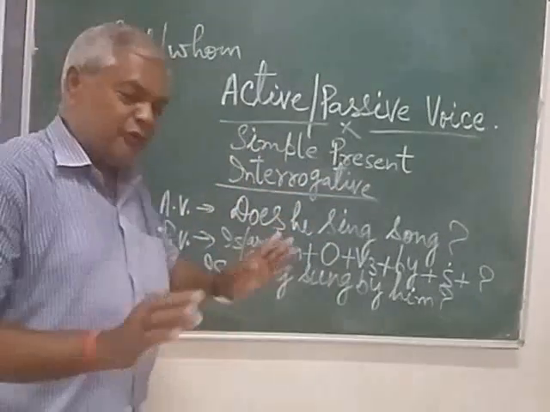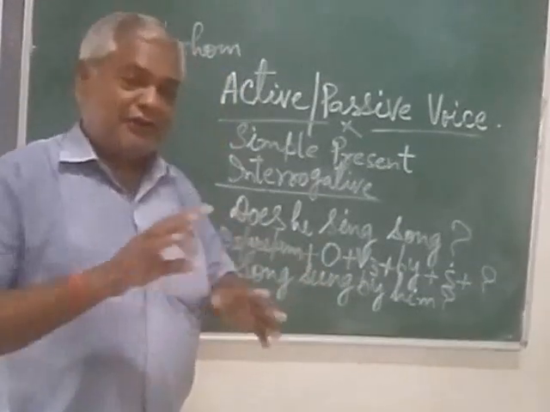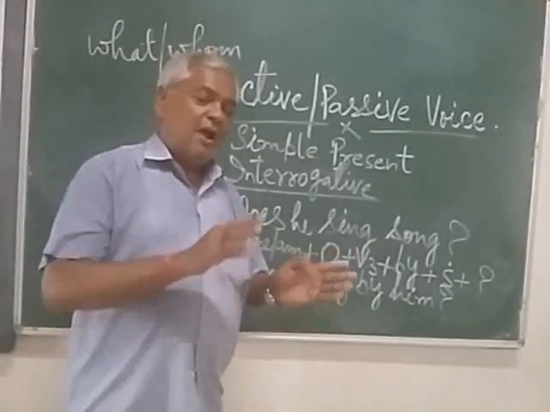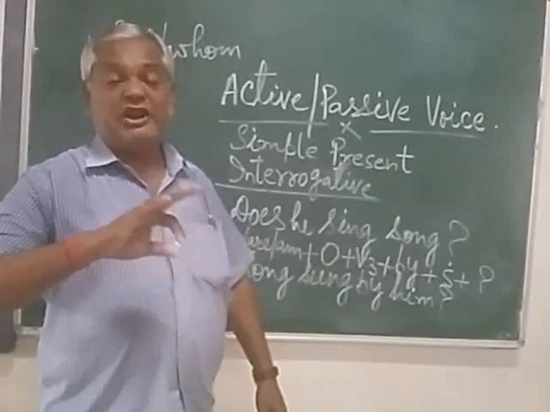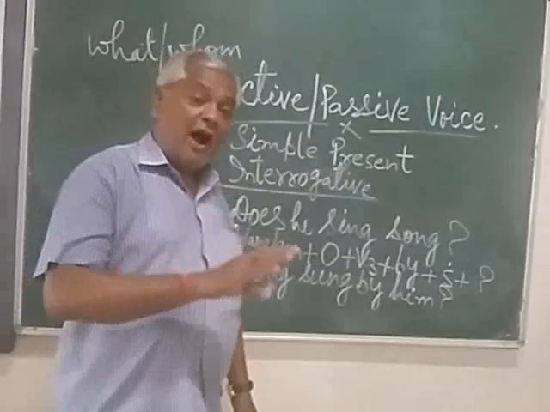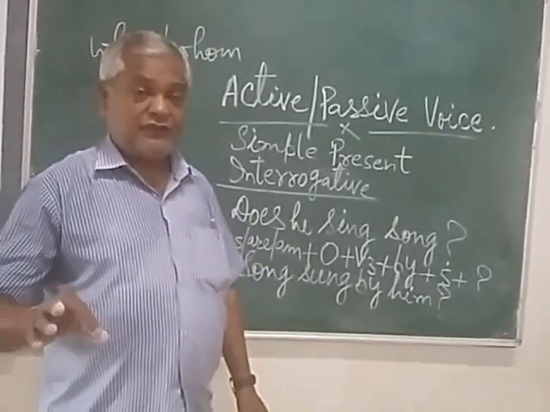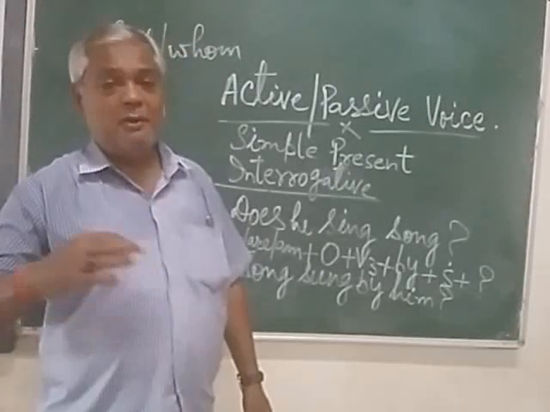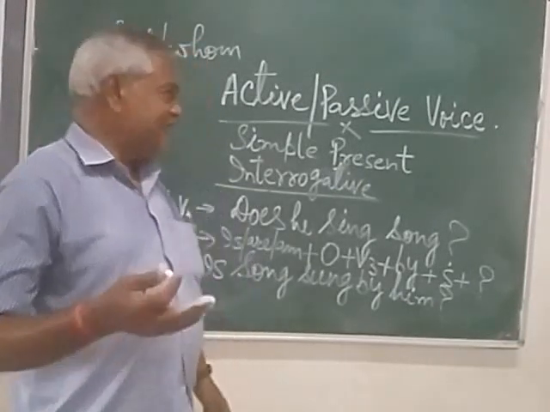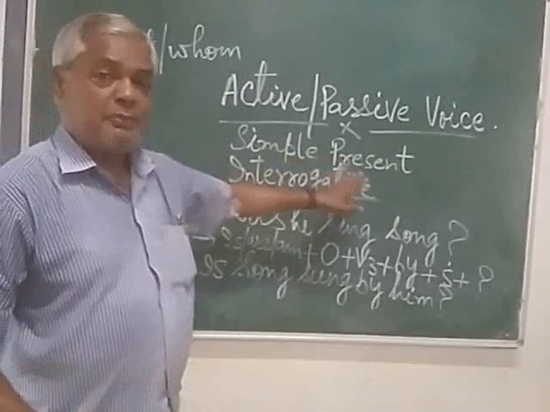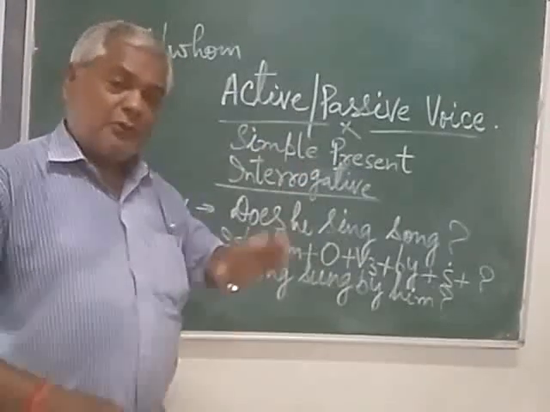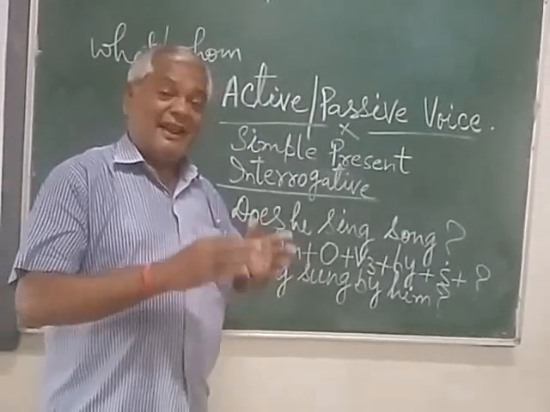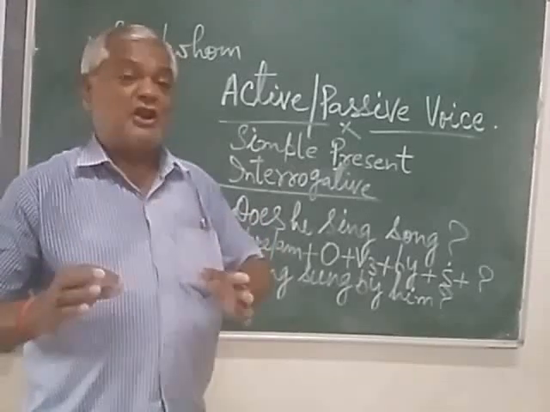So now you came to know how an affirmative sentence is changed into passive voice, how a negative sentence is changed into passive voice, and how an interrogative sentence is changed into passive voice. So this is the structure of the simple present tense. Now the next topic is present continuous.